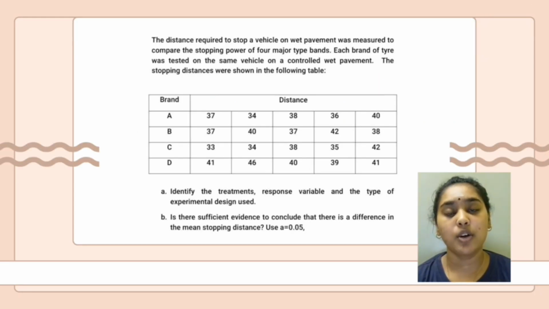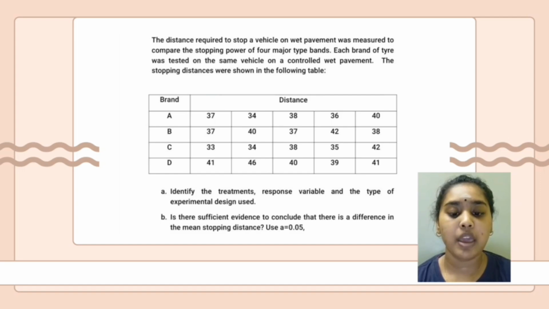Now let's look at the question. The distance required to stop a vehicle on wet pavement was measured to compare the stopping power of 4 major tire brands. Each brand of tire was tested on the same vehicle on a controlled wet pavement. The stopping distances were shown in the following table. On the table we have 4 brands, and each brand has 5 distances.